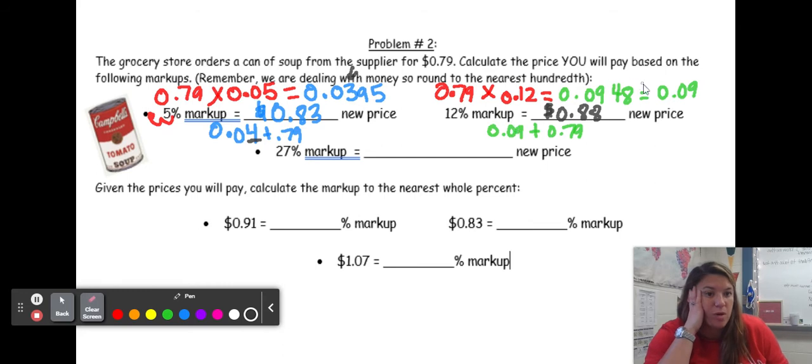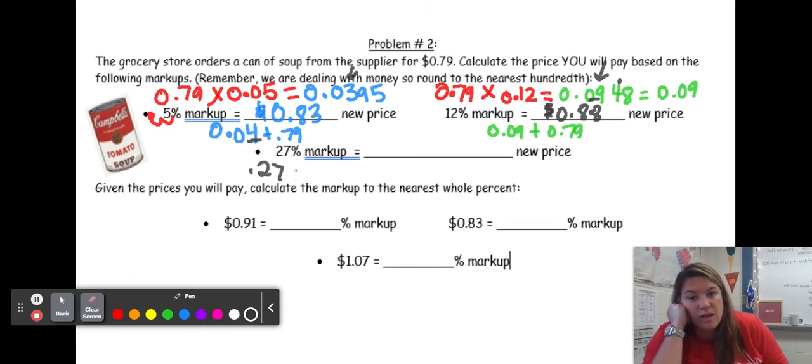The 12% markup came out to 0.0948. But I'm going to round it to the nearest hundredths place, and this 4 makes the 9 stay a 9. So they're going to make 9 cents for every can that they sell if they do a 12% markup. And we're going to add that 0.09 to the 79 cents. So the new sales price here, you're going to buy it for 88 cents.